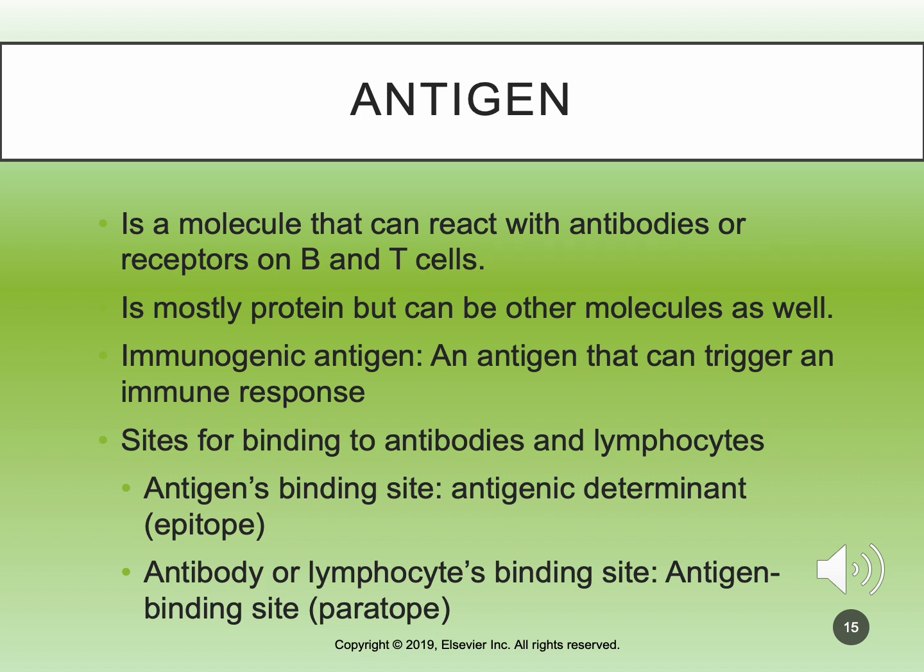Also, when you think about the binding that occurs, it's referred to as the antigenic determinant or the epitope. And then there's a portion of the antibody or the lymphocyte receptor, which is referred to as the antigen binding site or the paratope. So you have the binding site, the paratope, and then you have the antigen determinant site, which is the epitope. So these are just some terms that it's important to remember when you're thinking about the immune system regarding antigens.